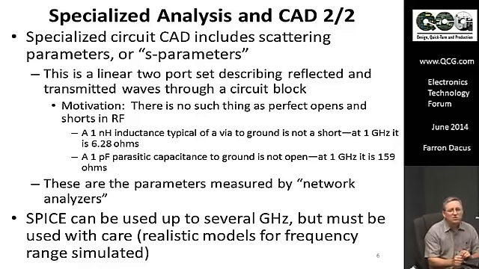The reason that is done is because at true RF frequencies, there's no such thing as a real open or short. There are some typical numbers given on screen here: a 1 nanohenry inductance, which is typical of a lead on a tiny component, will be about 6 ohms at a gigahertz, and a puff of capacitance, which is typical of a small surface mount part to its ground plane, will be about 160 ohms.